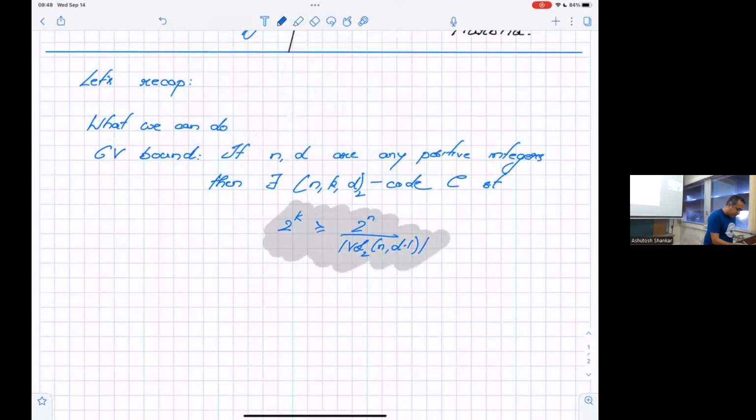And in the asymptotic notation, that is, R is greater than or equal to 1 minus H_2(delta). That is, you can achieve (R, delta) that satisfies this. This is the takeaway from the GV bound.